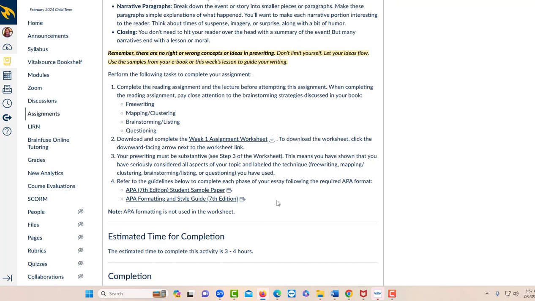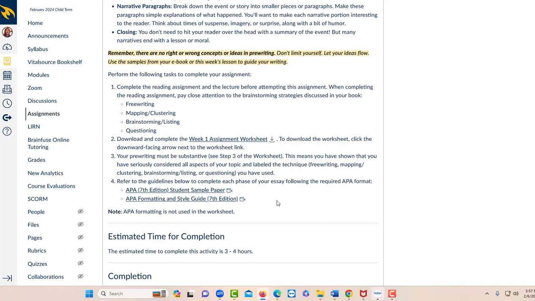When completing the reading assignment, pay close attention to the brainstorming strategies discussed in your book: free writing, mapping, brainstorming, questioning, listing. Download and complete the Week 1 assignment worksheet. To download the worksheet, click on the downward-facing arrow next to the worksheet link.